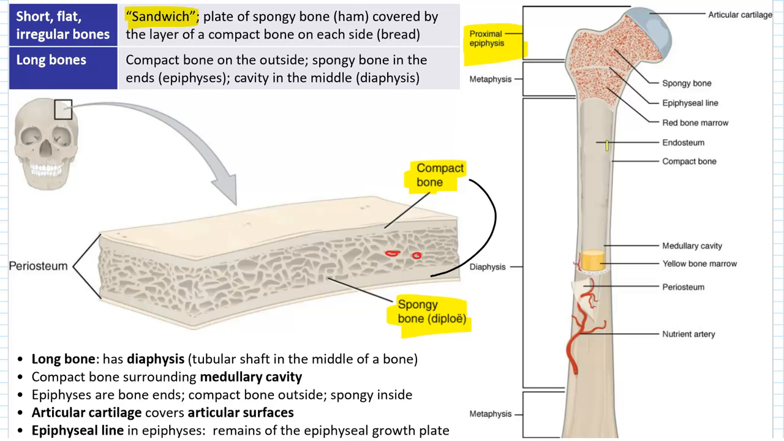Now, the central part of the bone that contains what's called a medullary cavity is called a diaphysis. The area between the epiphysis and diaphysis is called metaphysis. Okay, so far, all good?